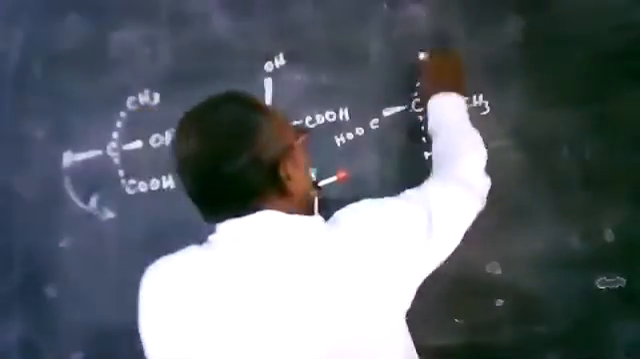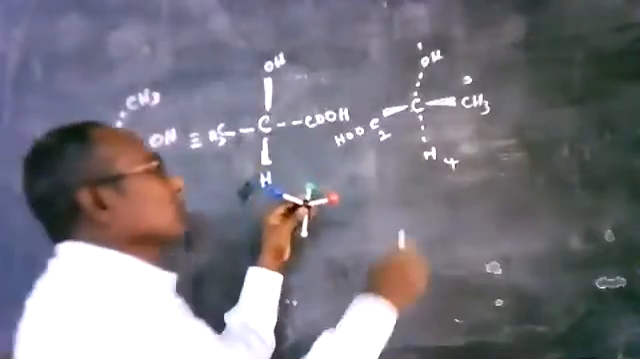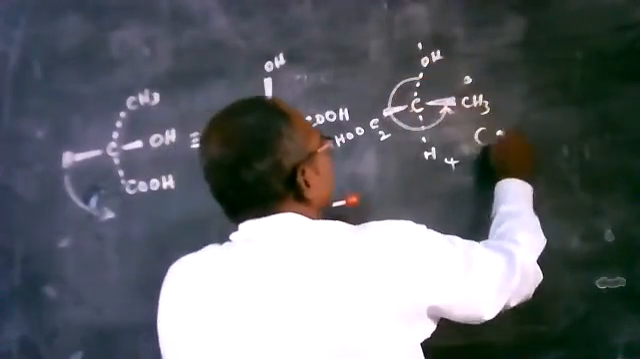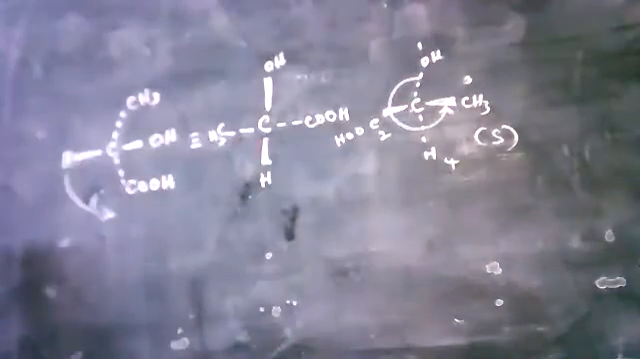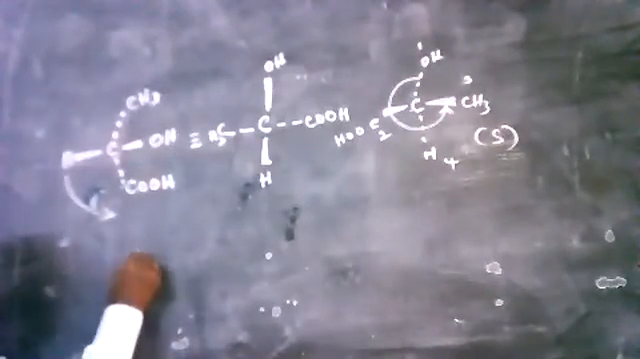So now what is the preference order? 1, 2, 3, 4. 4 is at the bottom. So I put an arrow mark according to the number 1, 2, 3. So this is S configuration. Suppose you look at the mirror images of this compound. This is carbon.